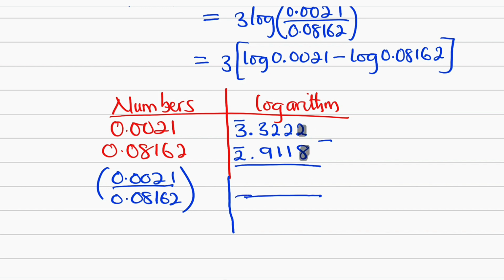2 minus 8, we have to borrow. If you take away 1 from this 2, you are left with 1. You bring that 1 here to make this number 12. Then you say 12 minus 8 is equal to 4. You write 4 here. What you have here left is 1. That 1 minus this 1 is equal to 0. Then here we have 2 minus 1 equal to 1.